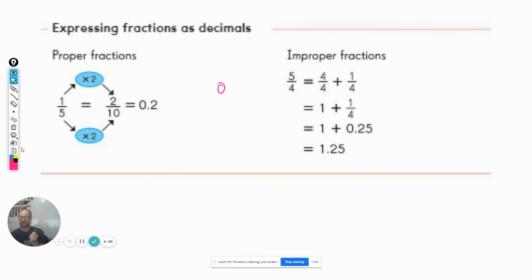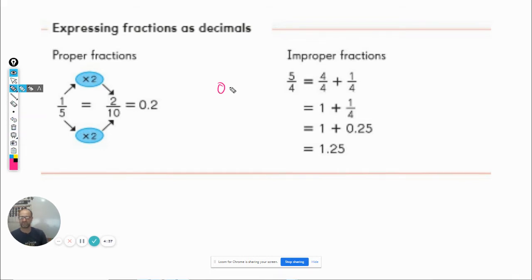This part should be review, because I know we worked on rewriting fractions as decimals by finding a common denominator. And I'm just going to keep that little 0 that I left lingering on the screen, because if you can get your denominator to be a 10 or a 100 or a 1,000 and so on, then you've got your tenths, hundredths, thousandths.